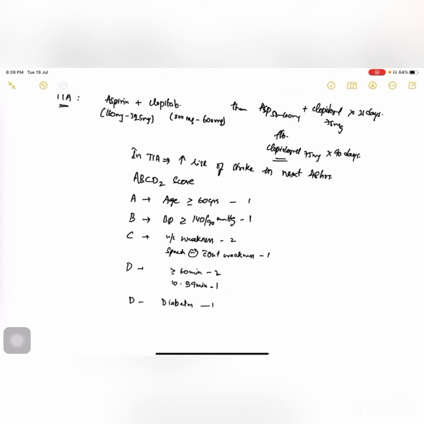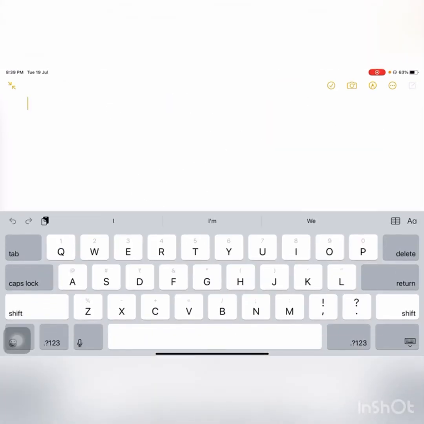So when the score is between 0 to 3, there is low risk of developing stroke in the next 48 hours in this TIA patient. When the score is between 4 to 5, there is moderate risk. When the score is between 6 to 7, there is very high risk of developing stroke in this patient in the next 48 hours. Okay.